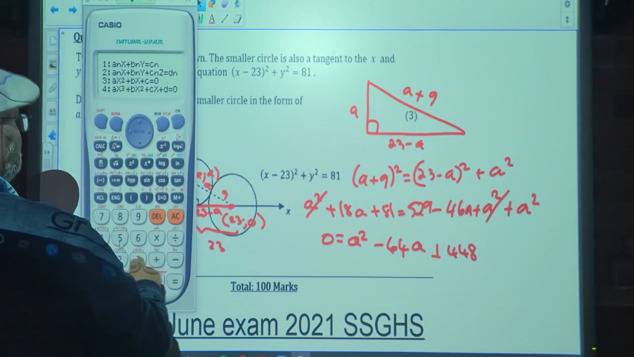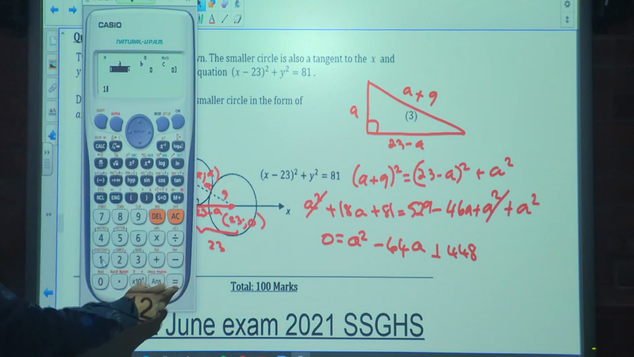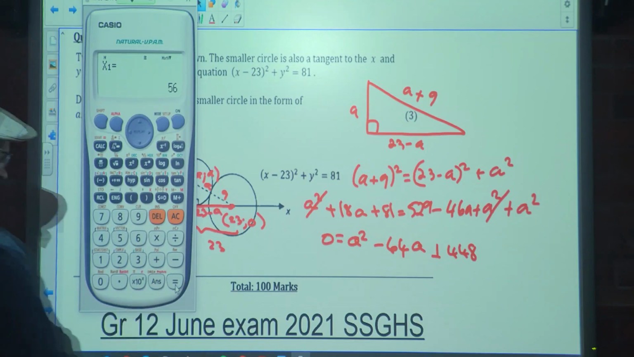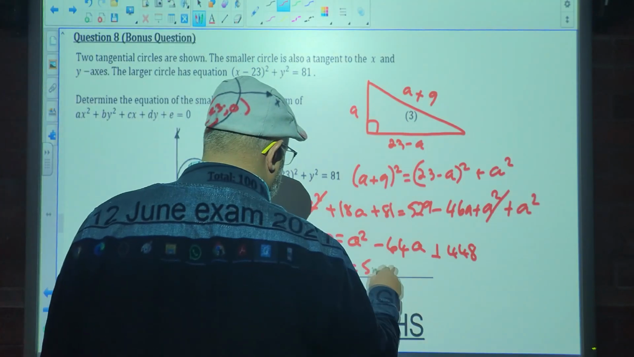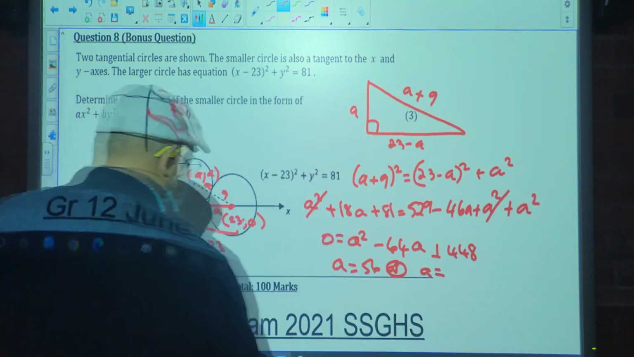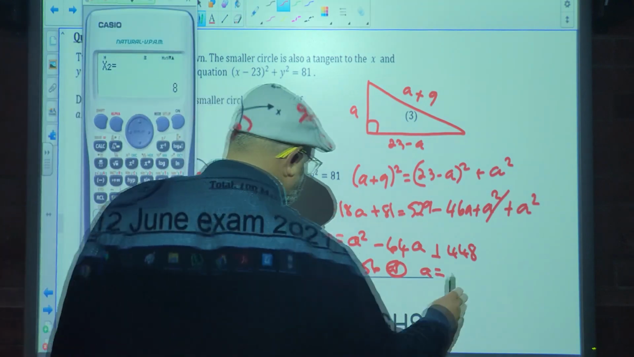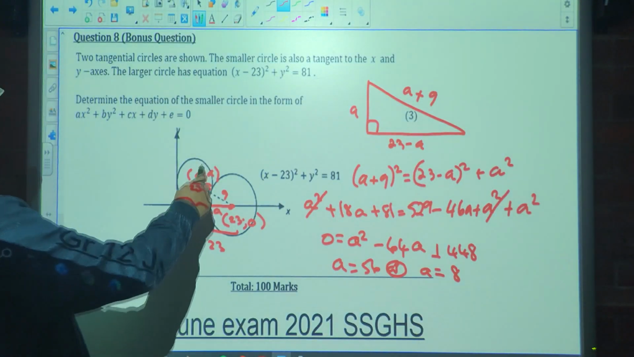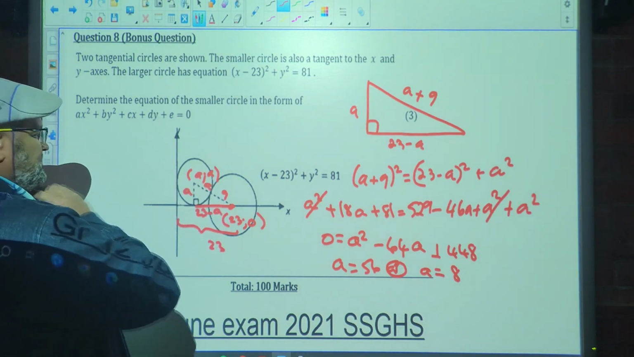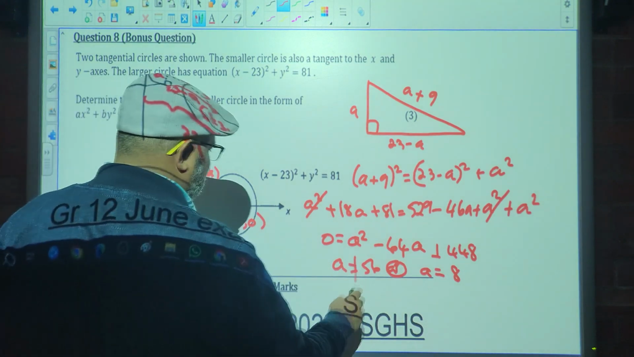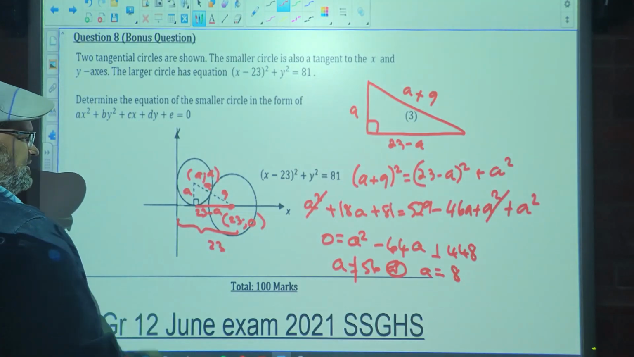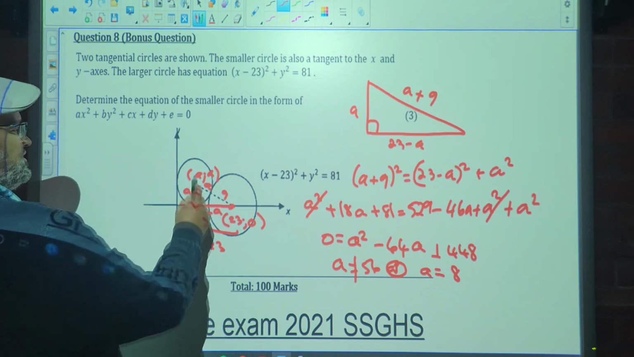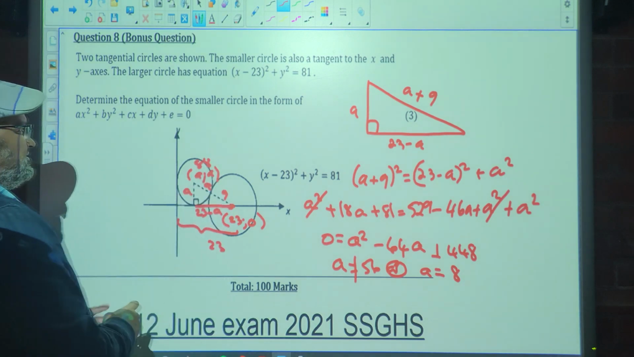Let's check what your A values are. So A is 56, or A is 8. Now, we are told that this is the smaller circle. So there's no way this will have a radius of 56. It could be 8, yes. Anything less than 9. Which means to say the center of the circle is going to be 8 and 8.